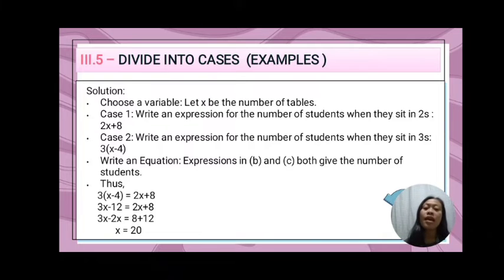Thus, let's solve this. 3 times x minus 4 equals 2x plus 8. So, na-equate na natin silang dalawa para masolve natin ang number of tables. Masolve natin ang x. So, 3x minus 12, or 3 times 4 equals negative 12, equals 2x plus 8. Next, hindi na naman natin makakombine yung terms without like terms. So, i-like terms natin sila. I-transpose natin yung 12 dito sa kabila. So, 3x minus 2x equals 8 plus 12. So, we will now know our value of x or the number of tables which is 20.